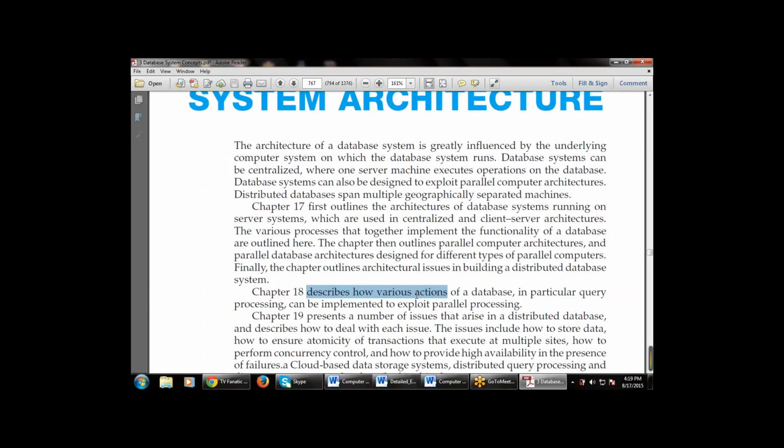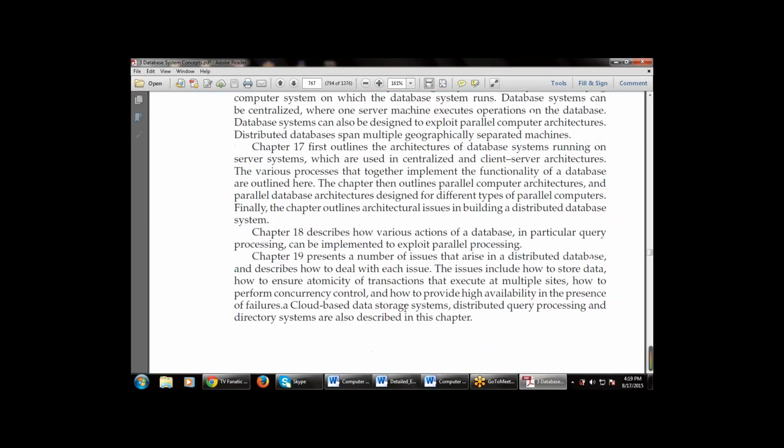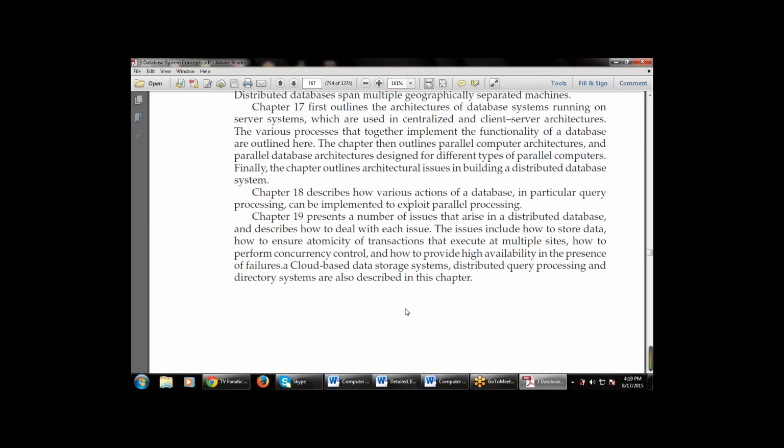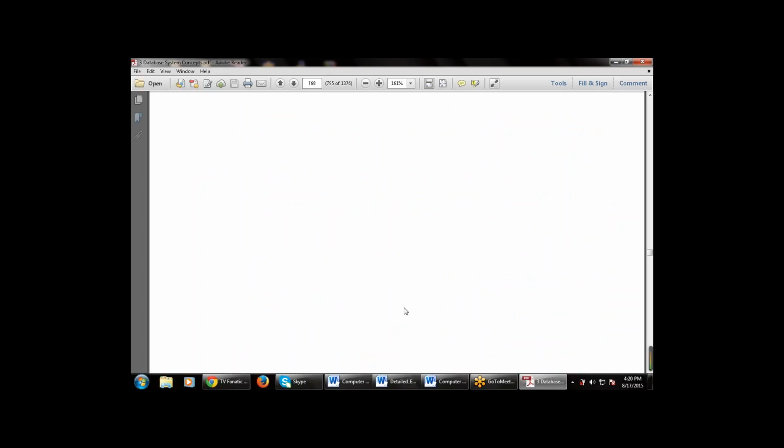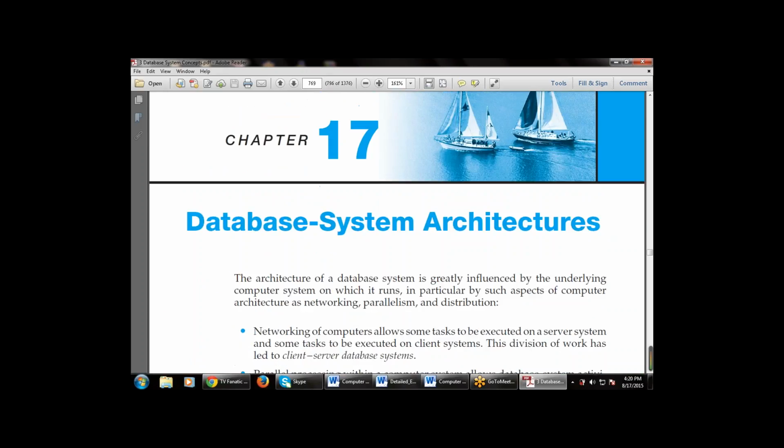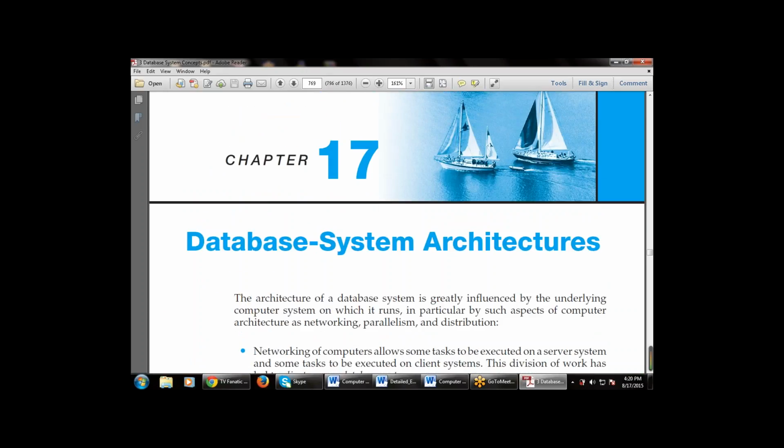Chapter number 18 describes how various sections of a database, such as query processing, can be implemented and how to use them. Then we discussed chapter number 17, the database system architecture, that is, what criteria the database architecture uses. The architecture of a database system is influenced by the underlying computer system on which it runs, in particular by such aspects of computer architecture as networking, parallelism and distribution.